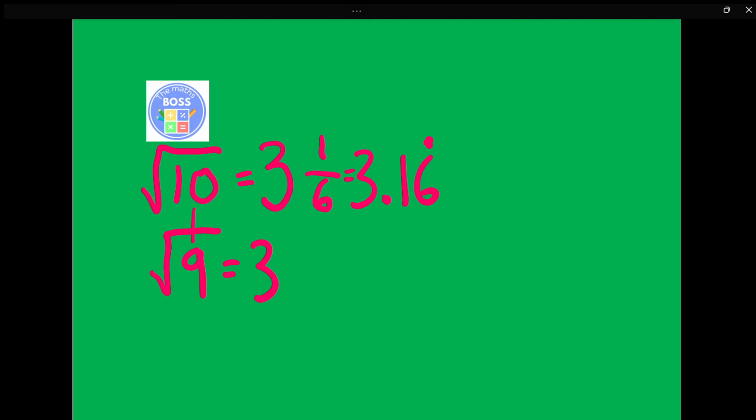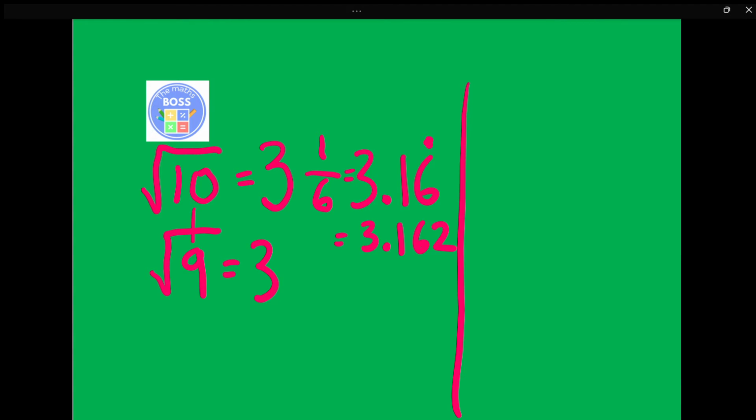Tap this into a calculator and the calculator answer comes out to be 3.162, which, as you can see, is almost exactly the same. And there's the first example done. Let's have a look at another one to see how close it actually is and how it works.